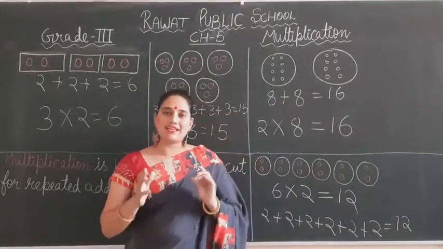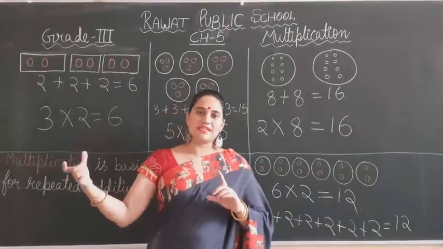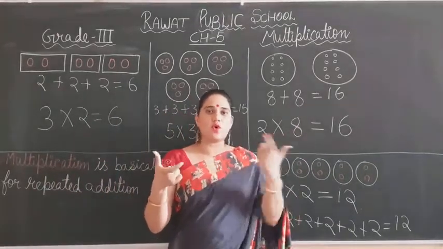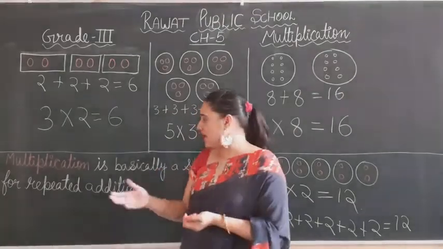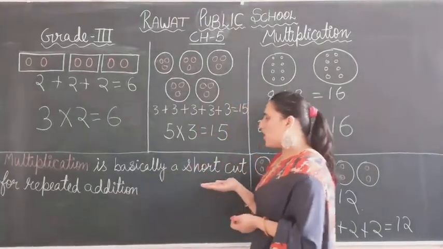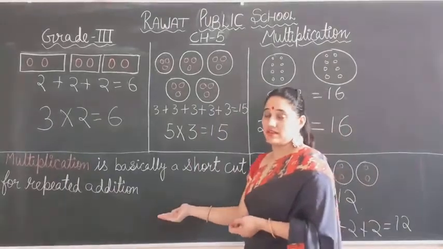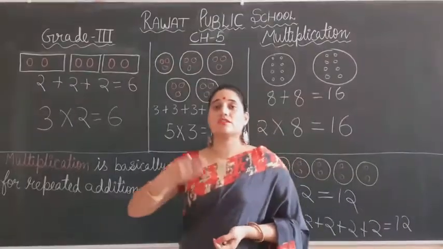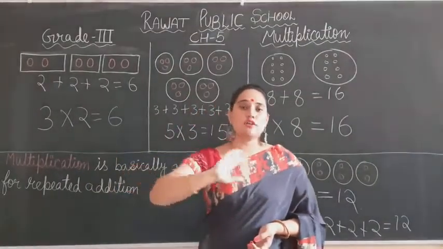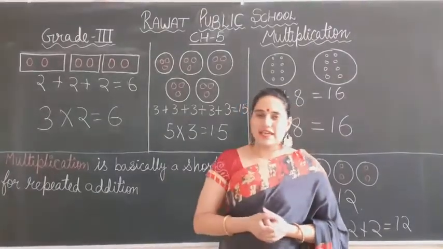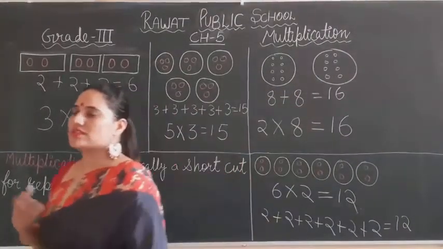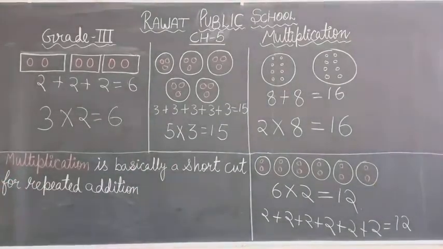So I hope you all understand how repeated addition, or you can say addition, correlates with multiplication. Multiplication is just a shortcut of repeated addition. The additions that we do again and again, cutting them short into a short form, that is called multiplication. Now we are going to see some more questions related to this chapter.